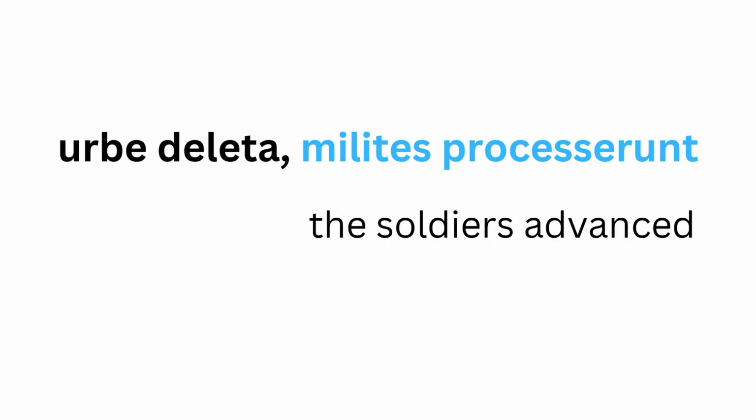Let's go back to my sentence from before. Urbe deleta milites processerunt. Milites processerunt is my main sentence. This is my proper clause of a sentence. It means the soldiers advanced. That's a full sentence on its own. We don't need any more information. So it's not going to be changed by urbe deleta. I have urbe, which means the city, and I have deleta. Deleta means having been destroyed.